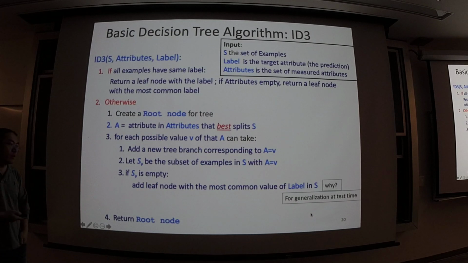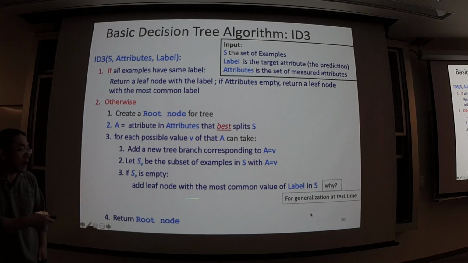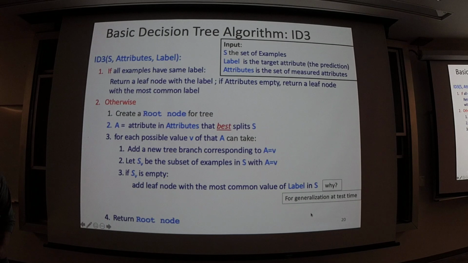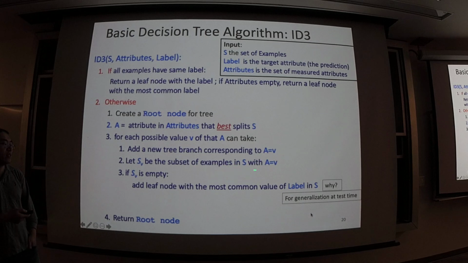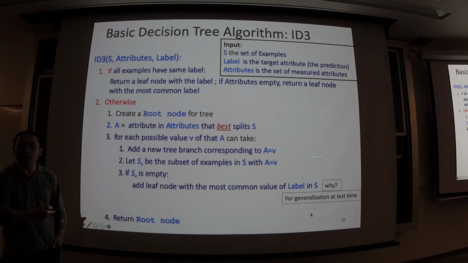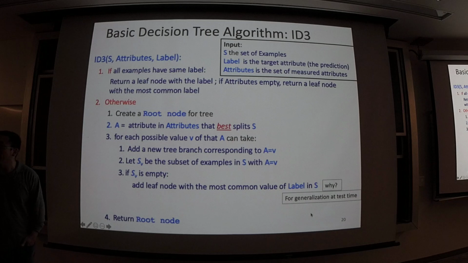Yeah. That's why we should add this one small operation on that, to ensure that no matter what kind of weird test cases appear, your decision tree can always report a label. But if S_v is not empty, that means I still have a subset of examples in S such that its attribute A takes the value B, then what should we do next?